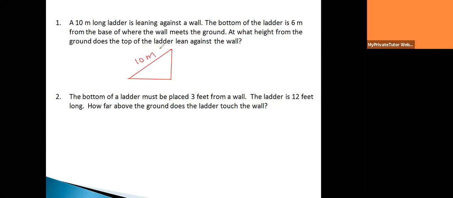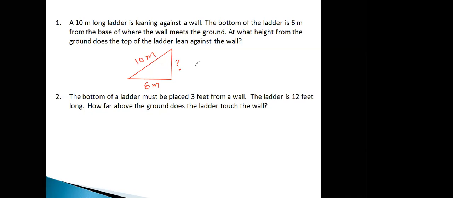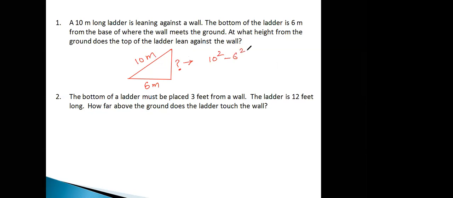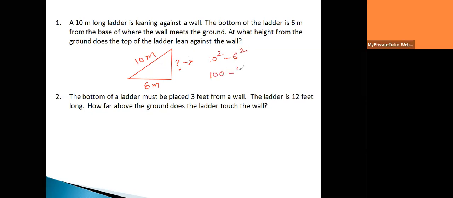Ladder length is given. The base is given. We need to find the height of the wall. So this is what we need to find. Michelle, do you understand that? So what might be the answer? 8 meters. I hope you understand. So which is 10 squared minus 6 squared, which is 100 minus 36, which is 64. The square root of 64 would be 8 meters.